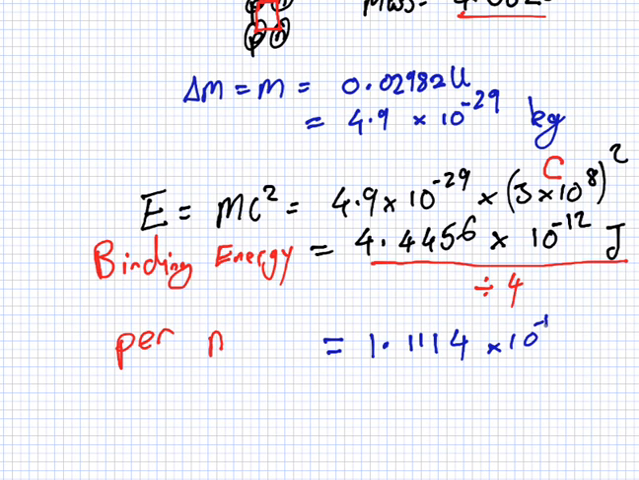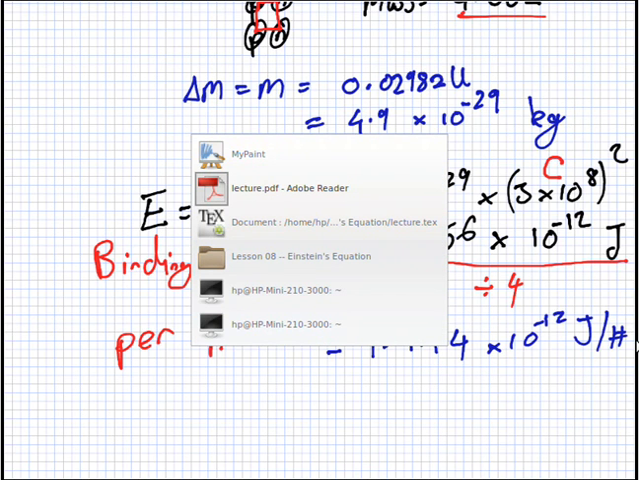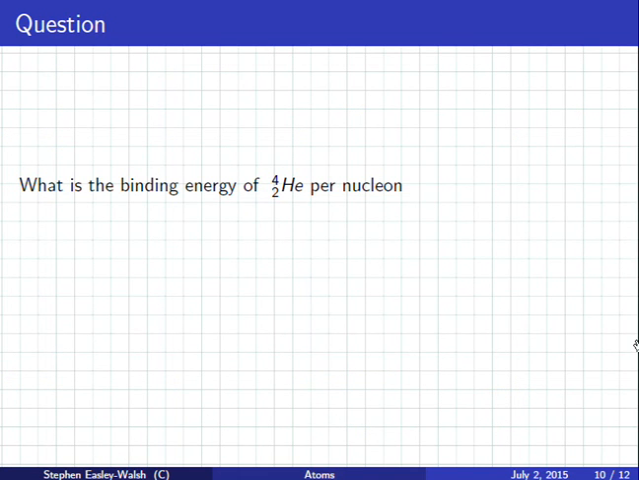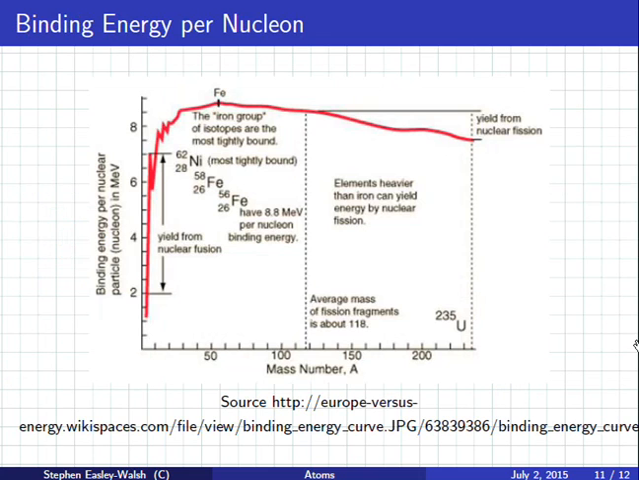Times 10 to the minus 12 joules per nucleon, per each element, each proton and neutron. Now the reason I'm talking about this is because I want to show you a graph. So we got our answer, it's 1.11 times 10 to the whatever. Again, that should say HE. So this is an interesting graph here.